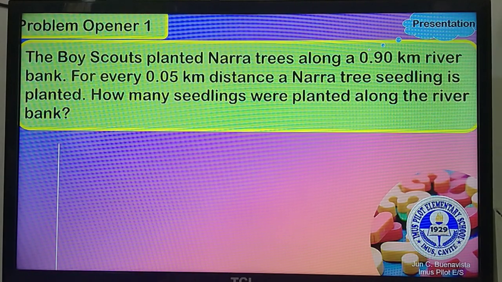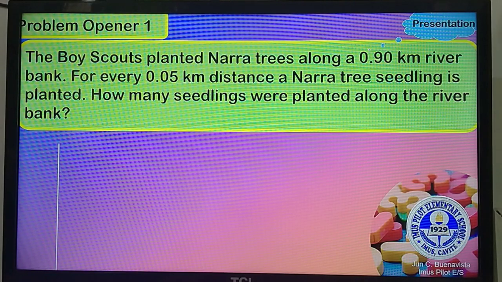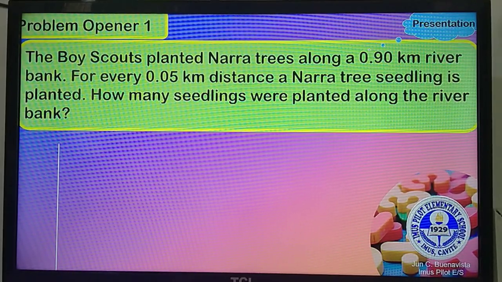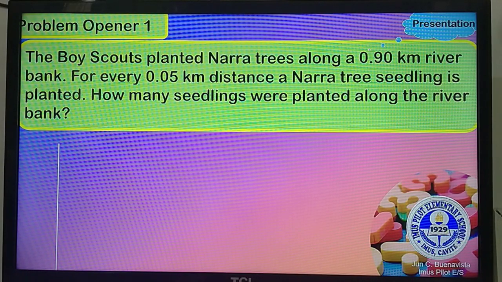Now, we're going to analyze the problem. So we have the given facts, 90 hundredths kilometer, and we have 500 kilometers. What is asked is the number of seedlings planted along the river bank. Okay. So, the clue word is distance. So, we have the distance. So, in other words, we are going to divide.